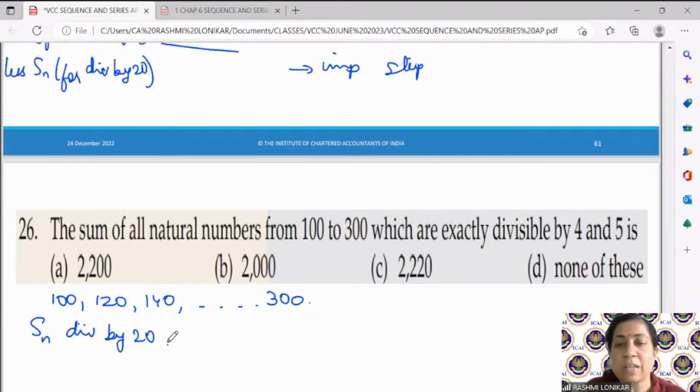Aditi, where did we take 20? 4 and 5 means LCM. 4 and 5 means 4 into 5, that is 20. That is where we got the 20 from.